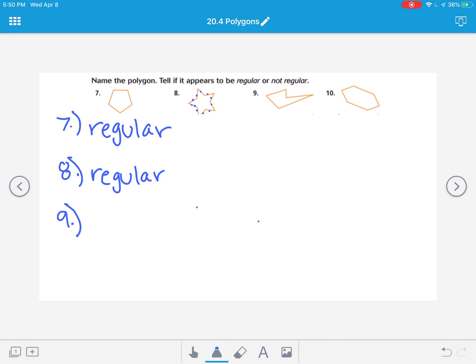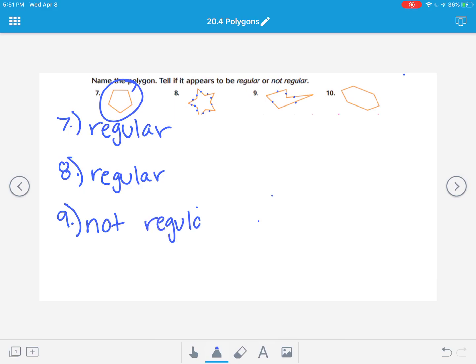Number 9, looking at this one, it has 1, 2, 3, 4, 5 sides. That makes it a pentagon, even though it's not a traditional pentagon like we're used to. It appears that those sides are definitely not the same length, so that would be not regular.